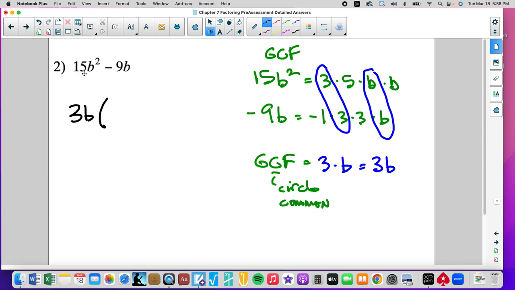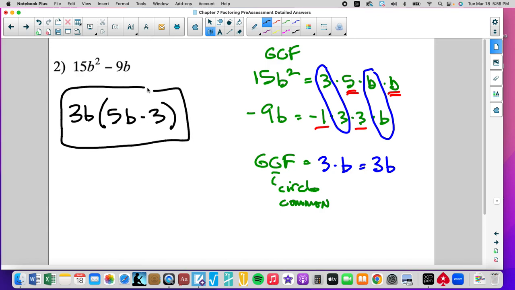And then if I take 3b from 15b squared, we notice that we actually get to see what is left over. So that's going to go inside the parentheses. And then we again look and see what do we have left over after taking 3b from negative 9b, and that leaves us with negative 3. So this actually is a really nice way of showing the factor, when you factor out the GCF, what you have left.